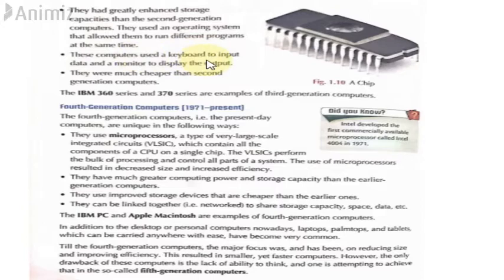These computers used a keyboard to input data and a monitor to display the output. So probably these were the first computers that used a keyboard to input data and a monitor to display the output, as you do now on your computer. They were much cheaper than the second generation of computers, because the size became smaller, so they also became cheaper. The IBM 360 series and 370 series are examples of third generation computers.